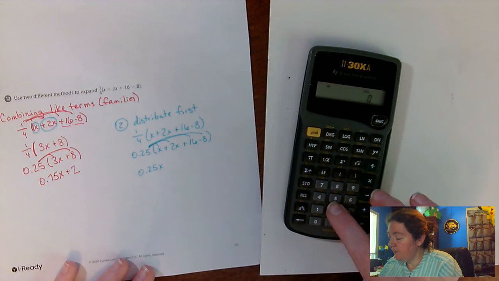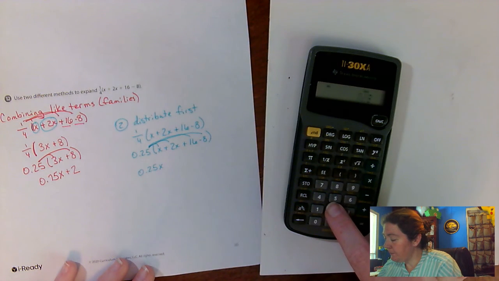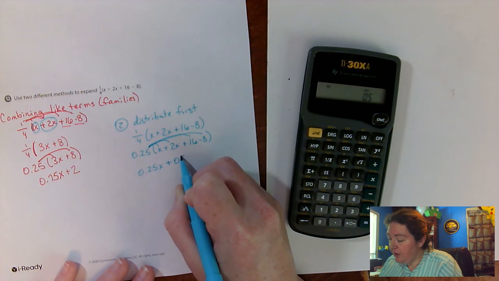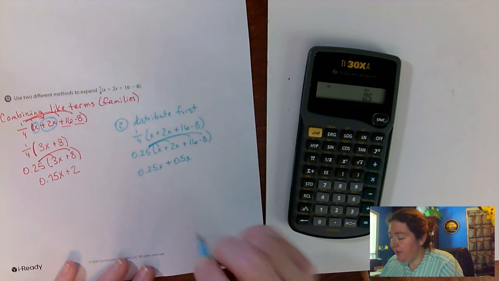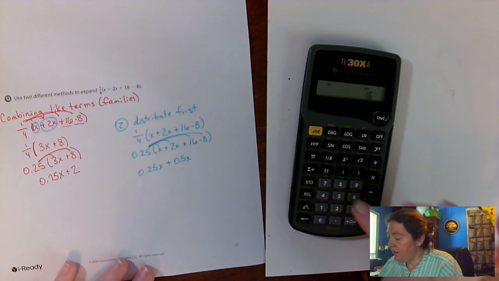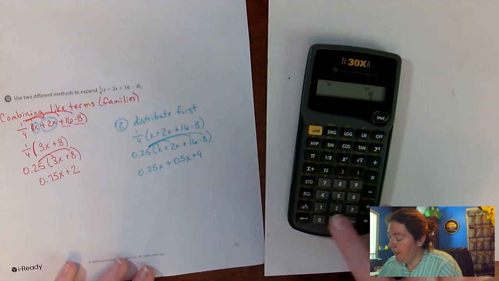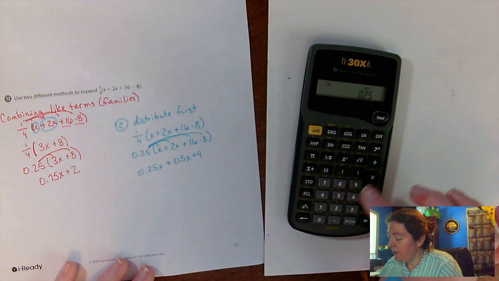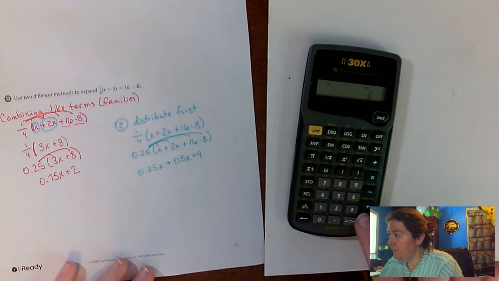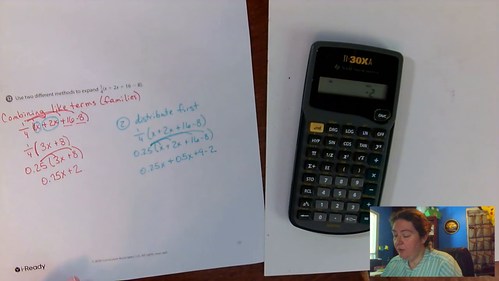0.25 times 2 gives me 0.5x. Can't forget his last name. 0.25 times 16 gives me 4. 0.25 times 8 negative. Remember the sign in the front goes with it. That gives me -2. Now, what do I notice?